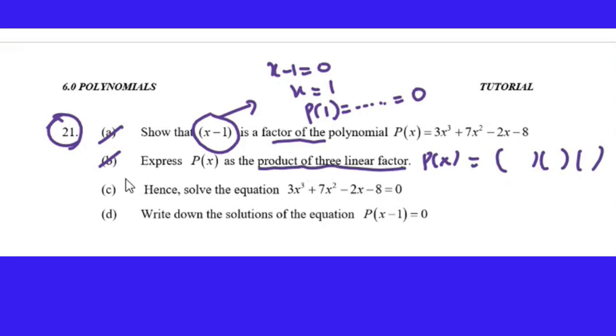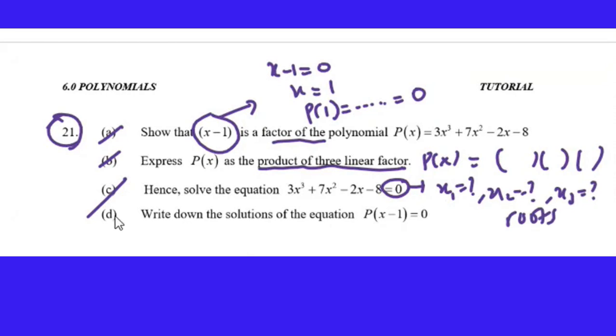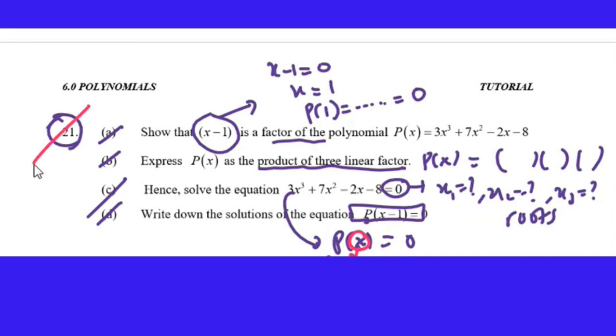Completely. Number C: hence solve the equation when this root is equal to 0. Find what are x1, x2, x3, the roots of this polynomial. And then write down the solutions of the equation P of x minus 1. Now this one you find P(x) equal to 0. This statement you need to find P(x minus 1), so this x changes to x minus 1. And settle. We're going to discuss number 21.